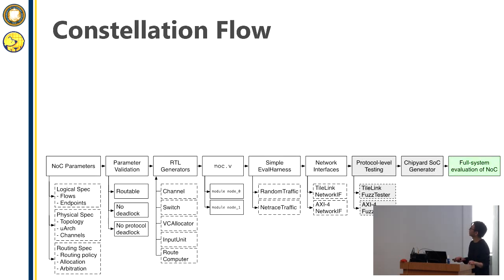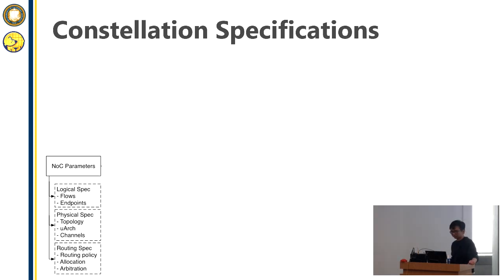So this diagram depicts the flow of Constellation. I'll walk through some of this. You start with the user-specified NoC parameters. Then Constellation runs parameter validation, RTL generation, and eventually I'll show how this enables a full system evaluation of a network on chip.